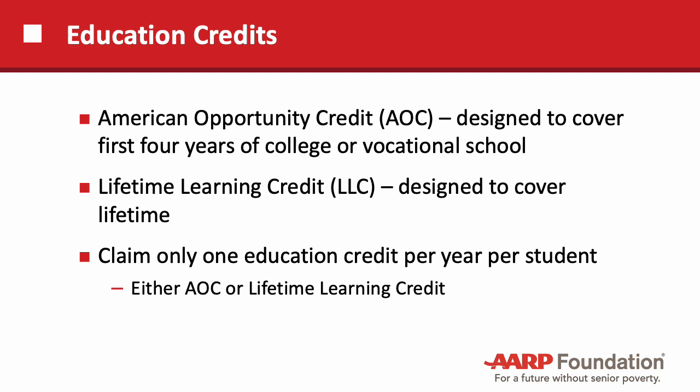There are two main education credits. The first is the American Opportunity Credit, which is designed to cover the first 4 years of college or vocational school. And then there's the Lifetime Learning Credit. It's designed to cover learning over a lifetime. Now, claim only one education credit per student per year, either the AOC or the Lifetime Learning Credit.